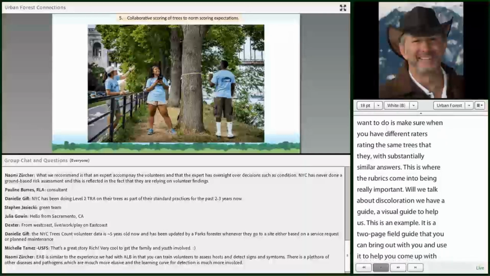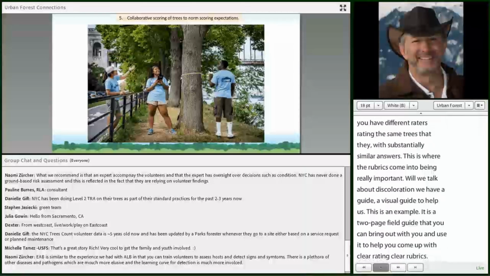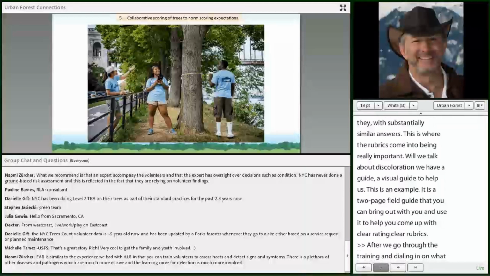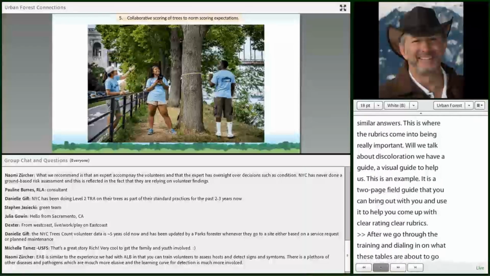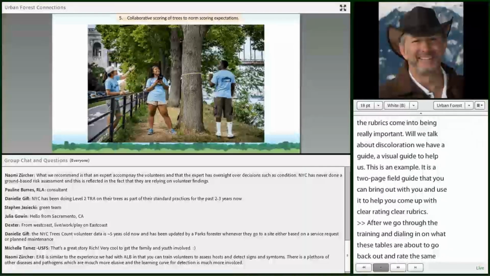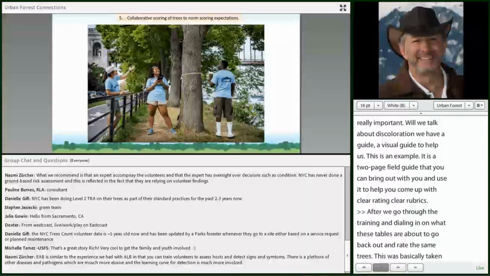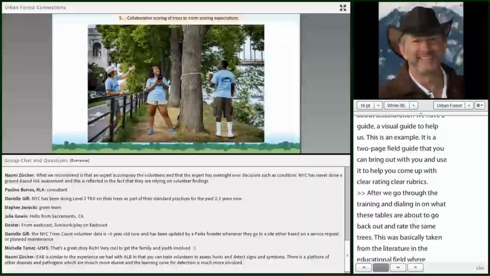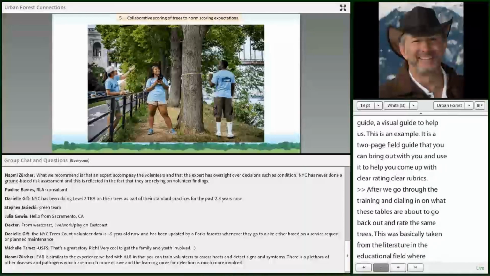After we go through the training on the rubrics and really understanding and dialing in on what these variables are about, we go back out and we all rate the same trees. So it's a collaborative scoring of trees to norm the expectations. This is basically taken from the literature in the educational field, where teachers are rating essays, which is another subjective rating system, which is really important. And so this norming piece is really important for making sure everyone's on the same page, and we work on this together.